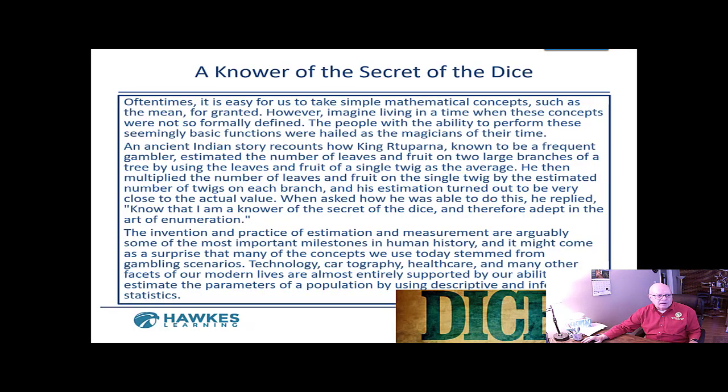Got it? Okay, next. The secret of the die. I'm going to let you read that. Obviously, he is probably long gone.